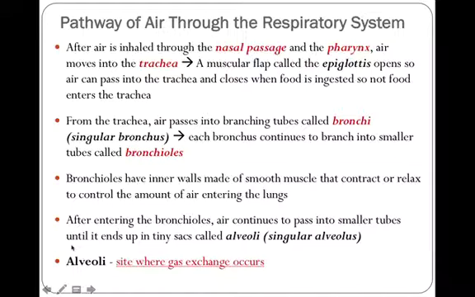So it's a little bit fewer steps than the digestive system. So once again, nasal passage, pharynx, trachea, bronchi, bronchioles, alveoli. So it's really only six. The epiglottis is kind of like that accessory organ in the digestive system. Air doesn't really pass through it, but it has a very important function.